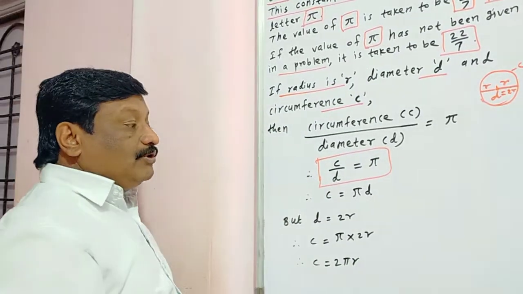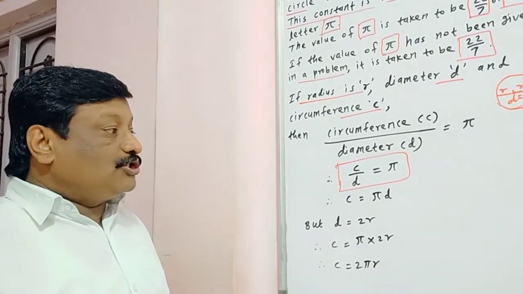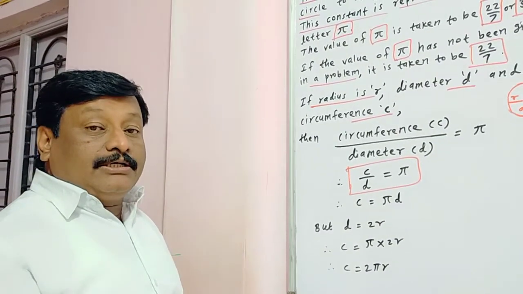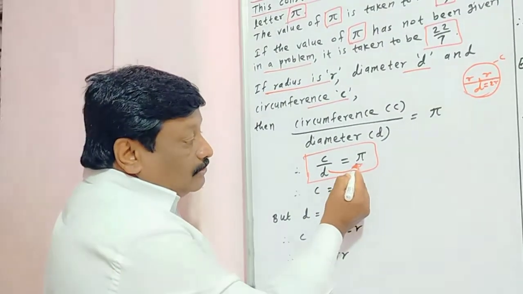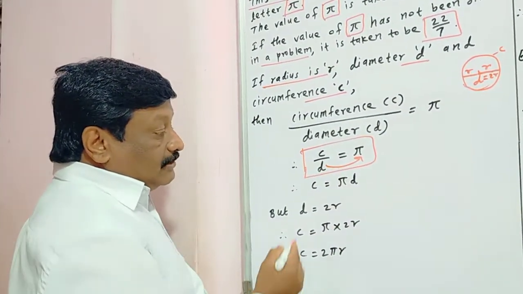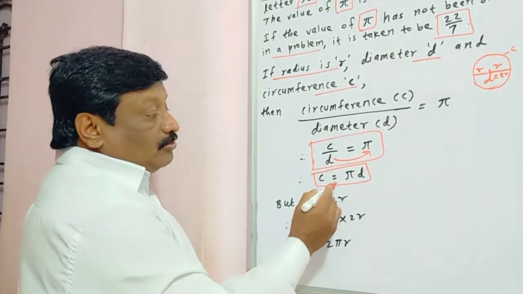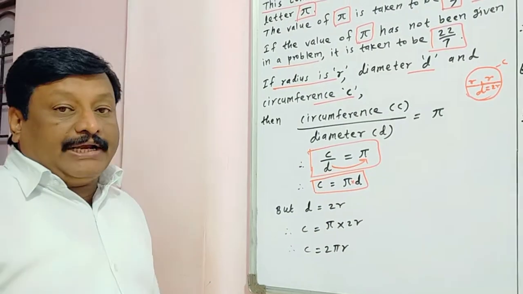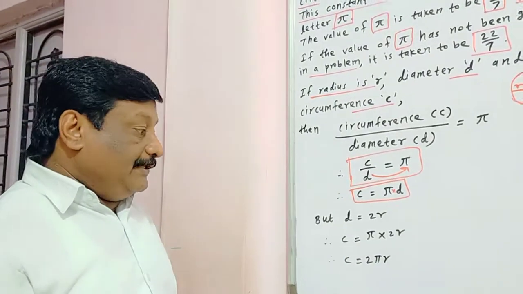C upon D equal to pi, that is circumference upon diameter equal to pi, because this ratio is constant, and constant is denoted by Greek letter pi. Now if I shift this diameter to right hand side, then we will get here C equal to pi into D, or you can write pi D also.